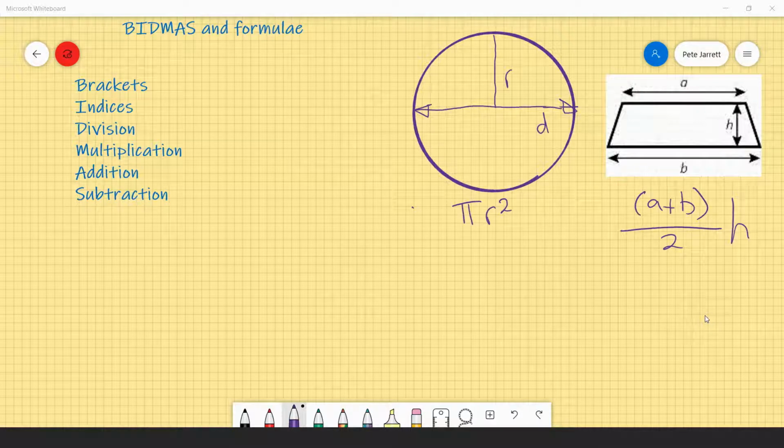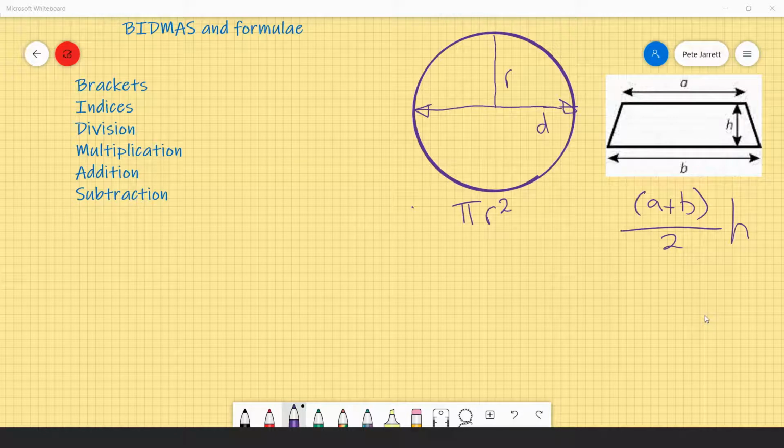So let's just work through these two formula using BIDMAS. What BIDMAS does is it gives us the order in which we actually do the things we have to do. Brackets, indices. Indices are, for example, when we have the 2 next to the r in the equation for the circle, which means we times that number by itself. We square that number. Then division, multiplication, addition, and subtraction.